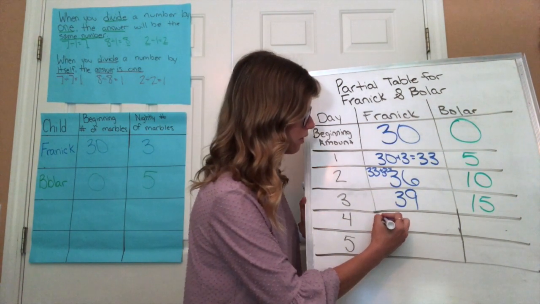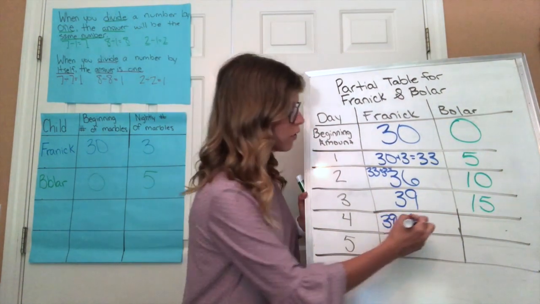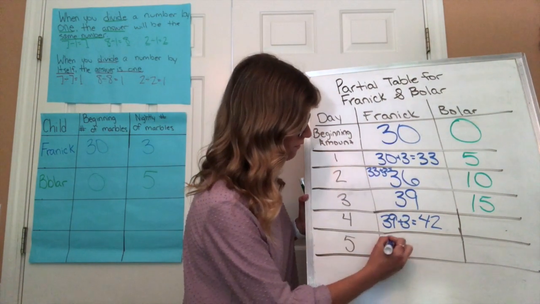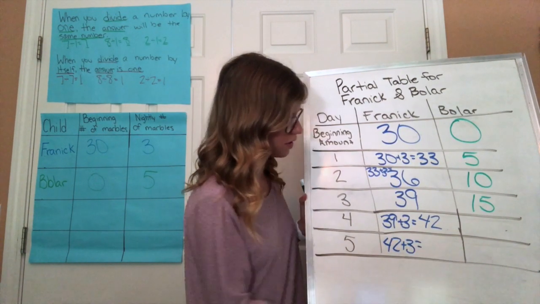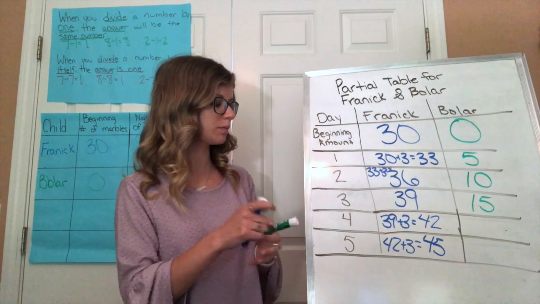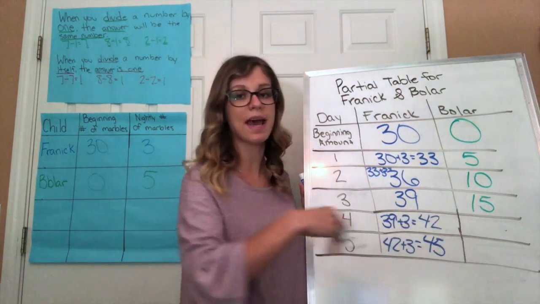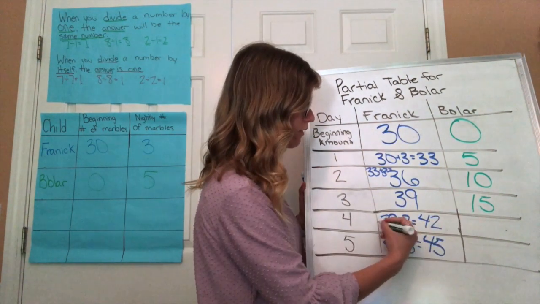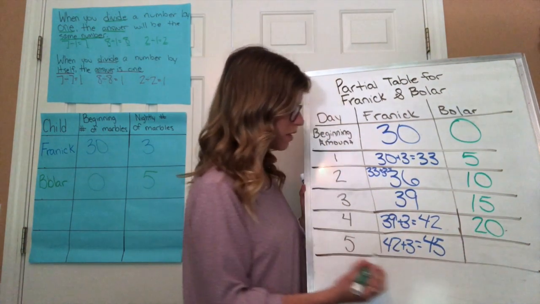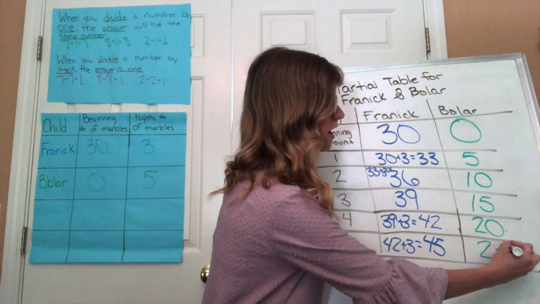So for the 4th night, it would be 39 plus 3, and that would be 42. So Franek would have 42 marbles the 4th night, and then 42 plus 3, she would then have 45 marbles the 5th night. Now let's take a look at Bolar. Bolar had 15 on the 3rd night, so now I need to add 5 more marbles that they would get the 4th night. So that would be 20 marbles. And then I would add another 5 marbles for the 5th night. So that would be 25 marbles.